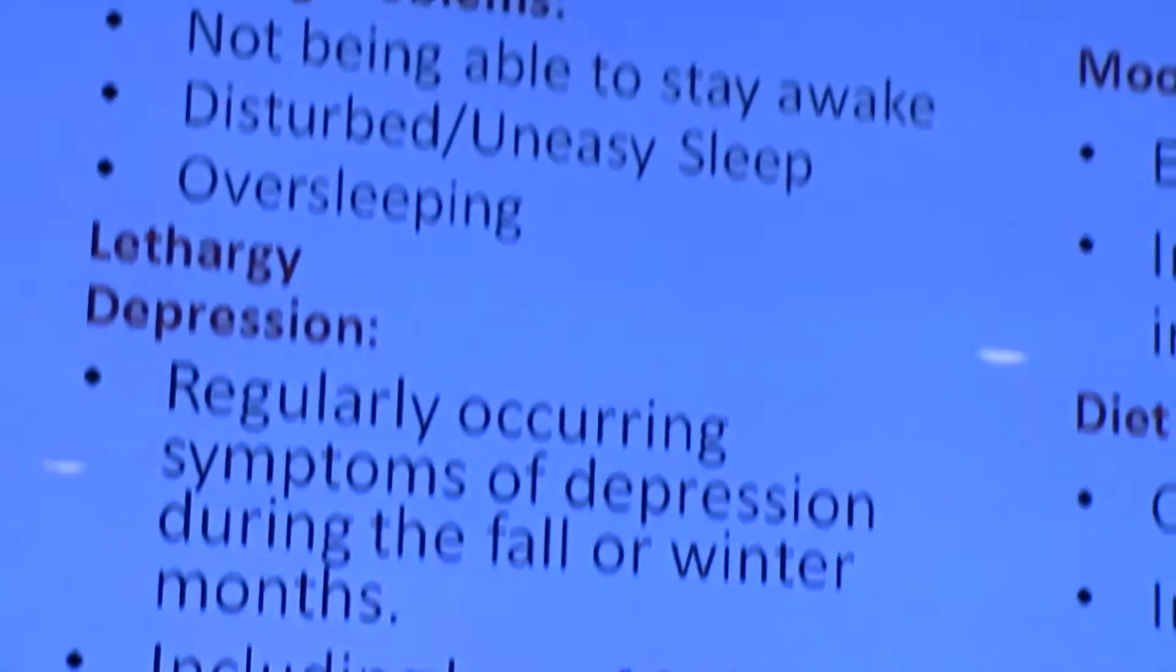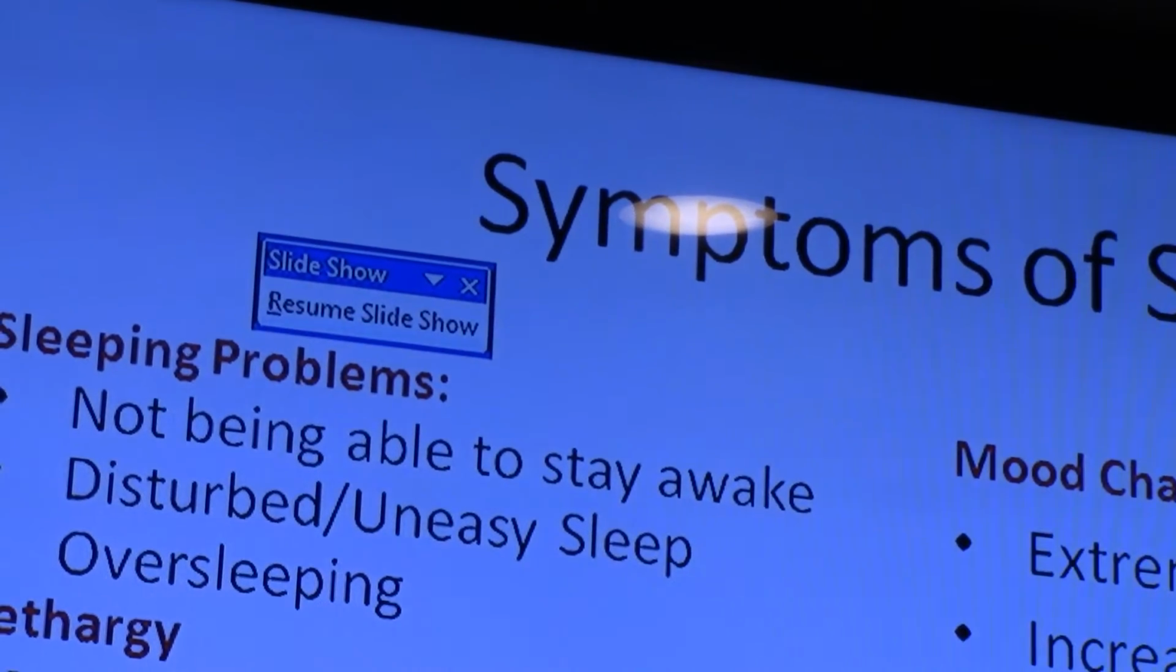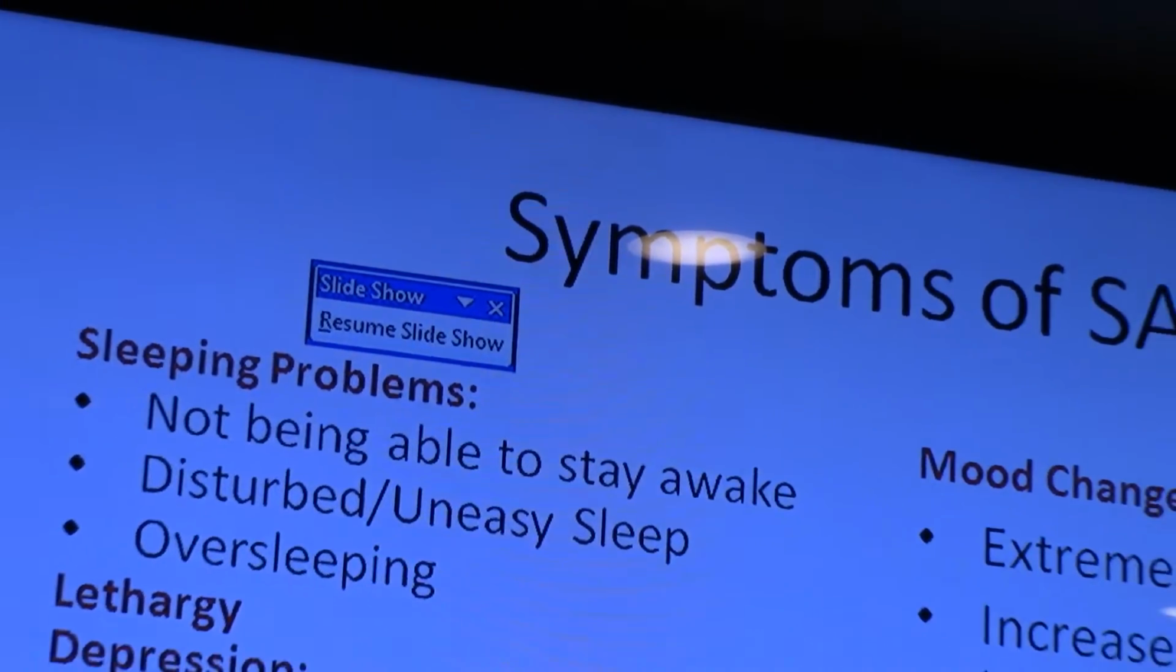So what are the types of symptoms we're going to have? Sleeping problems: not being able to stay awake, having disturbed sleep, like we talked about. If you go to bed too early, you wake up in the middle of the night and then your whole sleep schedule is totally ruined, and then you wake up in the morning and you feel like you have no energy.